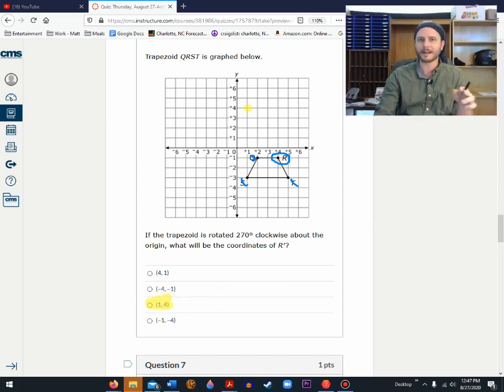Now, the downside is they also included an answer choice to try to trick you up here, positive 4, positive 1. Positive 4, positive 1 is where the reflection is going to be, not the rotation.